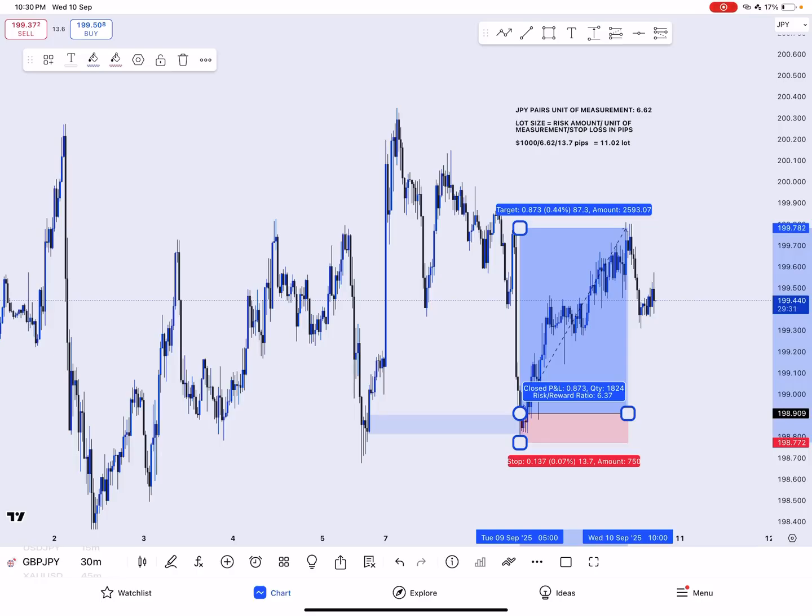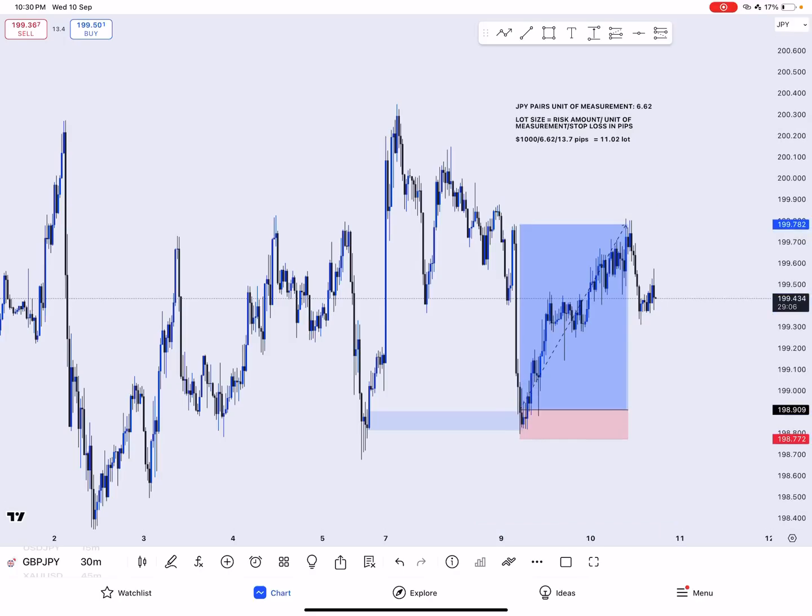So if you want to know if it's correct, our lot size is already 11.02. So if we do 11.02 times this unit of measurement, which is 6.62, times our take profit in pips, 87.3, it will give you 6,368, basically approximated to 6,370, which is the 1:6.37 RR trade.